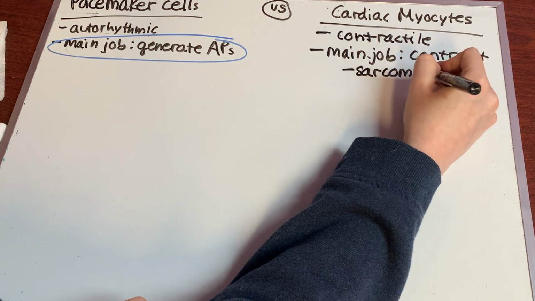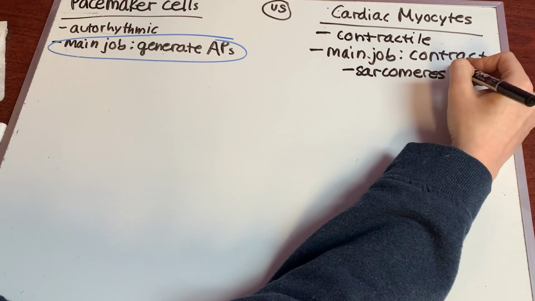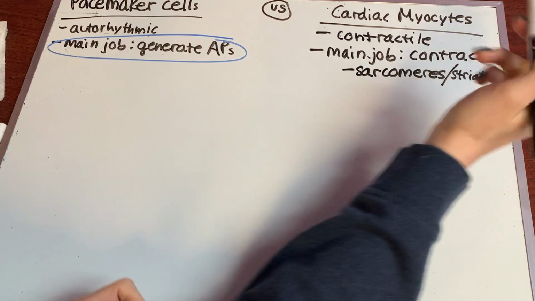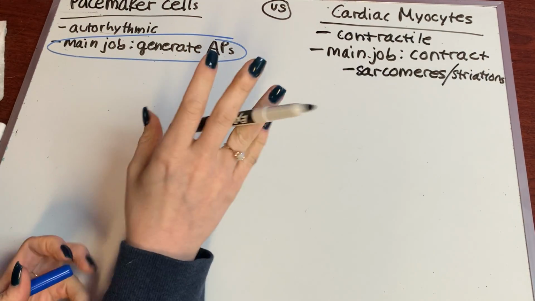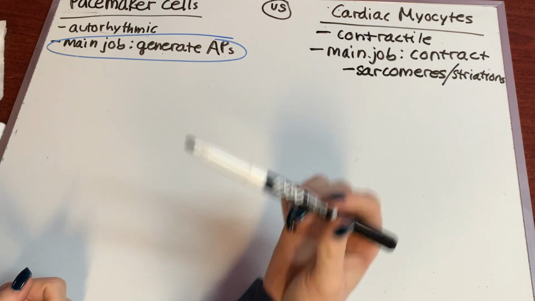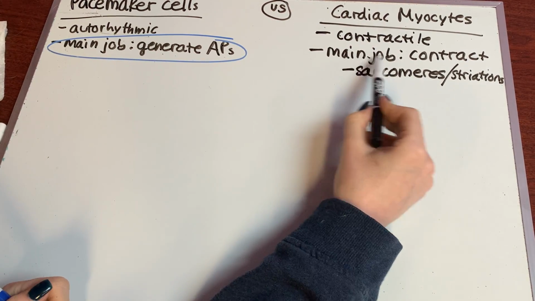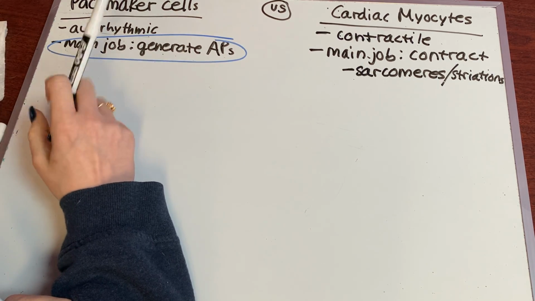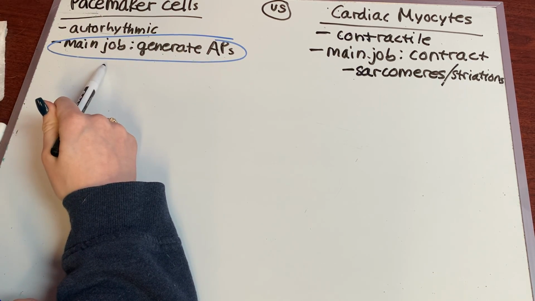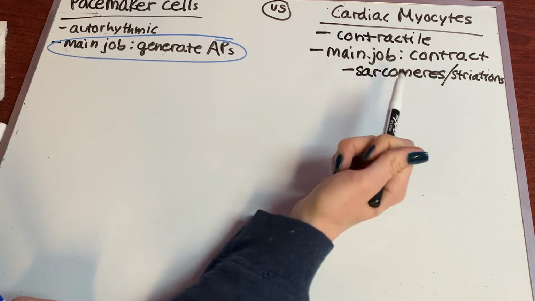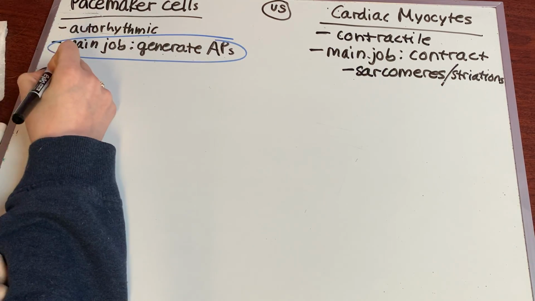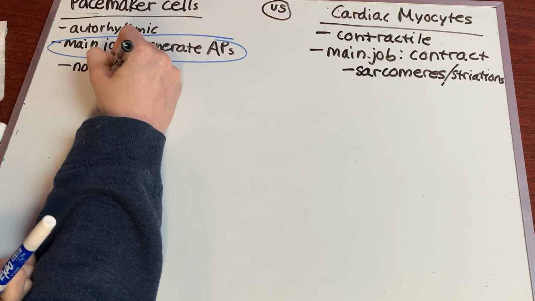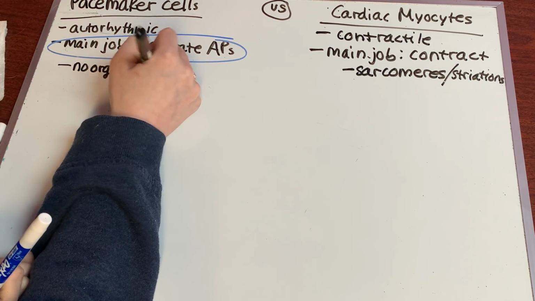And sarcomeres were responsible for striations. Striations are the stripes that you see in striated muscle. It gives it that striped look. So because its main job is to contract, you're going to have a lot of sarcomeres. But over here, the pacemaker cells in the heart are not really there to contract. They're there to make action potentials. So there are no organized sarcomeres. We don't really care too much about contracting.